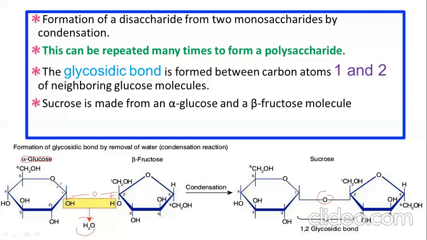Now, if you see here, carbon number 1 of glucose and carbon number 2 of fructose are involved, right? So we call that a 1,2 glycosidic linkage. This is a 1,2 glycosidic linkage.